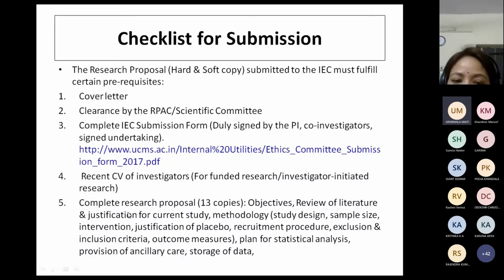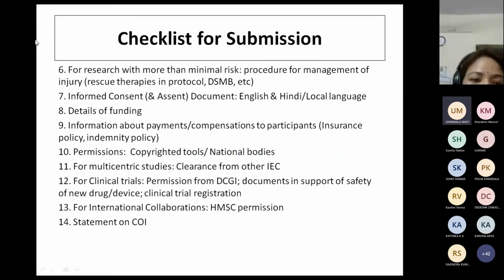Then you have to have a complete research proposal, 13 copies, which will have objectives, the review of literature, justification. The methodology should be clearly detailed, right? But then the plan for statistical analysis, provision of ancillary care, and storage of data. All this should be included in your research proposal, and 13 copies should be submitted. In case your research has more than minimal risk, how you intend to manage the injury should also be a part of your proposal.